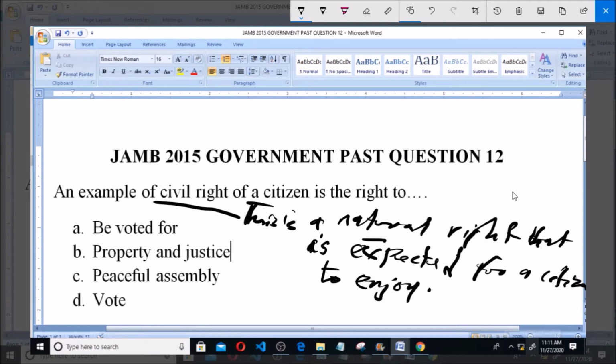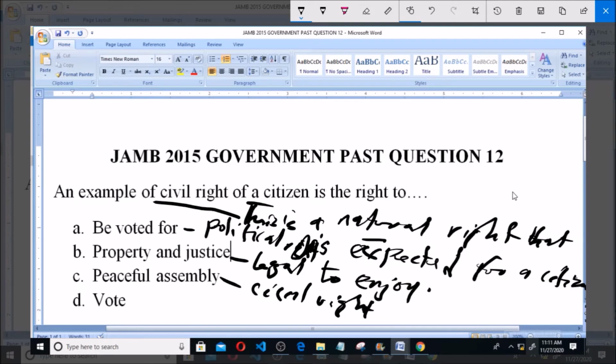So option A, to be voted for. This is what we call political rights. Then property and justice. This is legal rights. Then peaceful assembly. This is what we call civil rights. Then vote, which is option D, is also political rights, and both D and A are called adult suffrage. Then option C is an example of civil rights that a citizen also enjoys. So option C is correct.